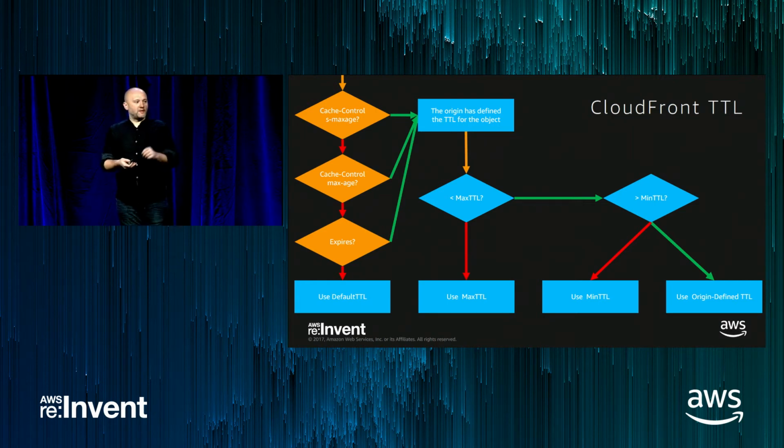One thing I want to point out is that CloudFront won't actually change the Cache-Control header as it's passing through. So even if you set a maximum TTL of, say, 60 seconds, the origin defines 2 minutes, CloudFront won't change the Cache-Control that it passes on to the client. The client will still receive that 2 minutes. It's just that CloudFront will only use the TTL of 60 seconds.